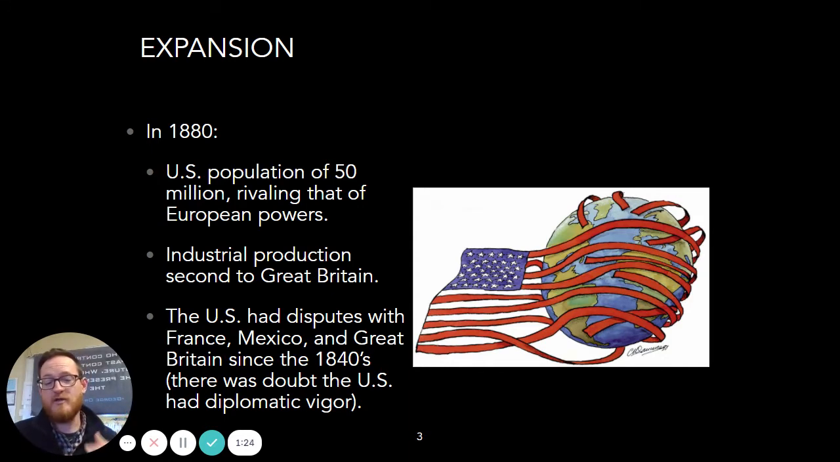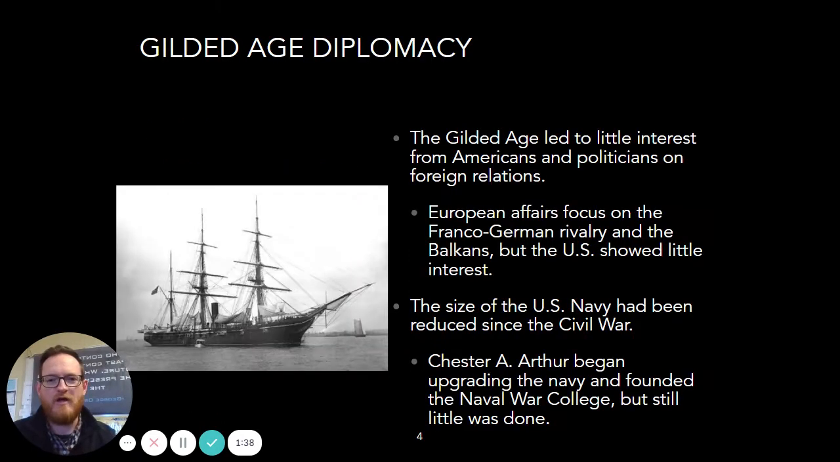There was no doubt that the U.S. was willing to get involved diplomatically if we needed to, even though we were under the Monroe Doctrine and other policies like that, trying to keep us out of other countries.